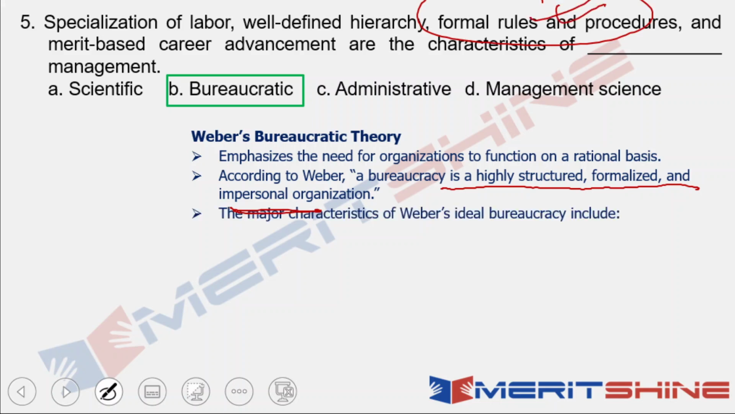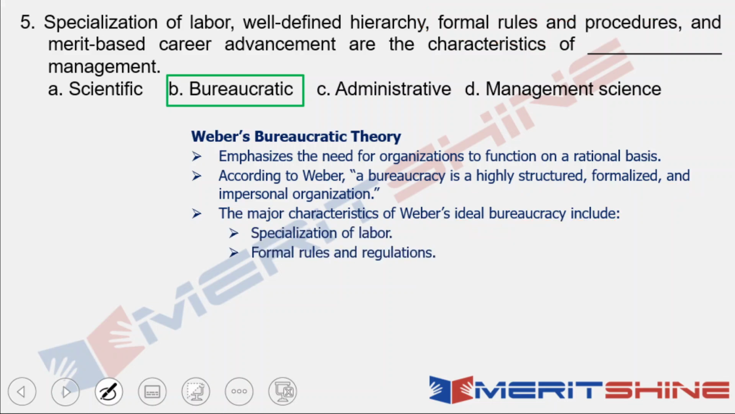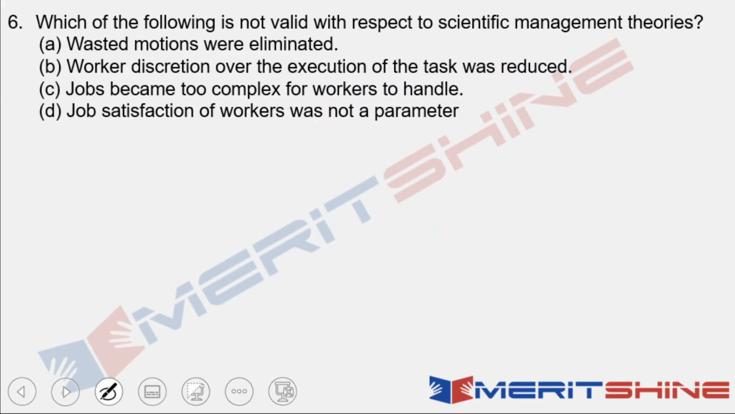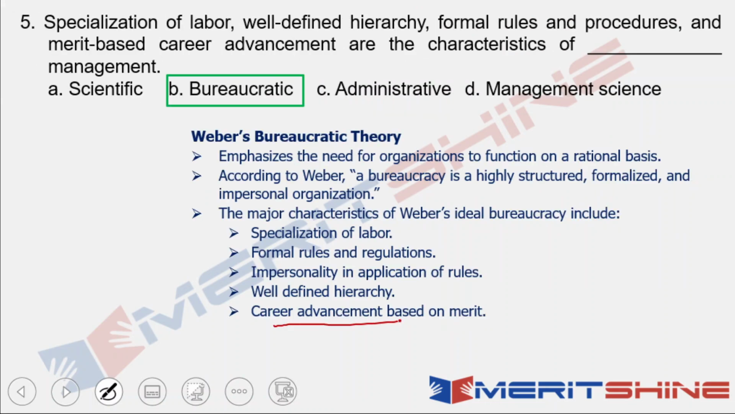Next, the major characteristics of Weber's ideal bureaucracy. Weber had defined an ideal bureaucracy. What was it? Let's see. Specialization of labor, formal rules and regulations, impersonality in application of rules, well-defined hierarchy, career based on merit. See, all these four are there: well-defined hierarchy, specialization of labor, formal rules and procedures, and merit-based career advancement.